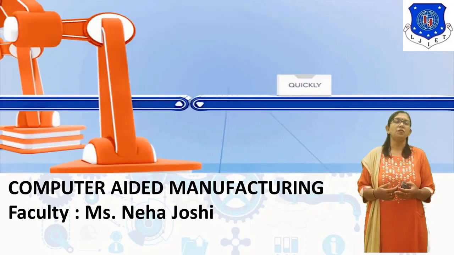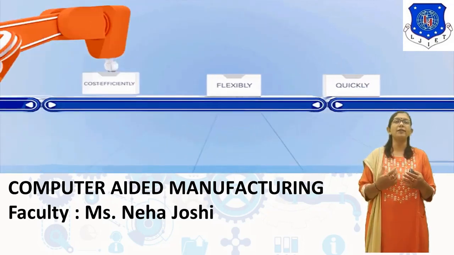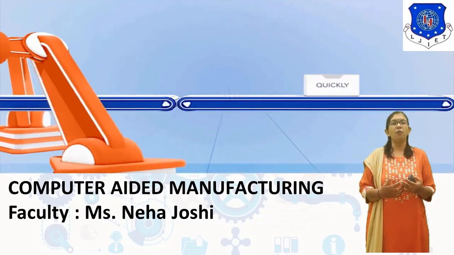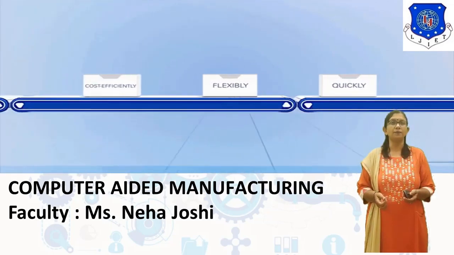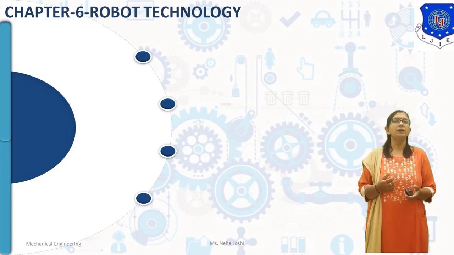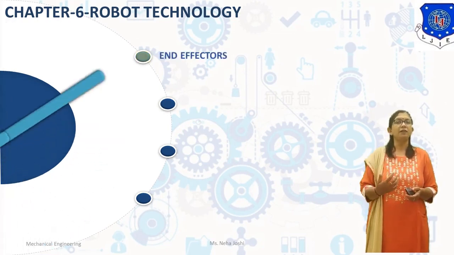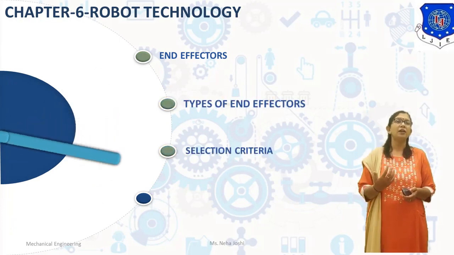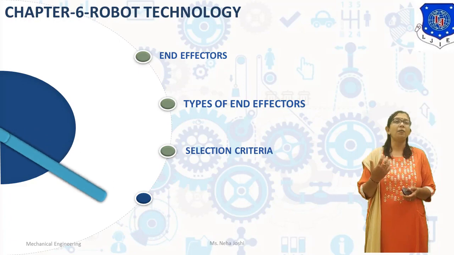In previous session, we covered different topics like what is robots, types of robots, industrial application of robots, and components of robots. In today's session, we will cover different topics like what is end effectors, types of end effectors, selection criteria of end effectors, and type of grippers.